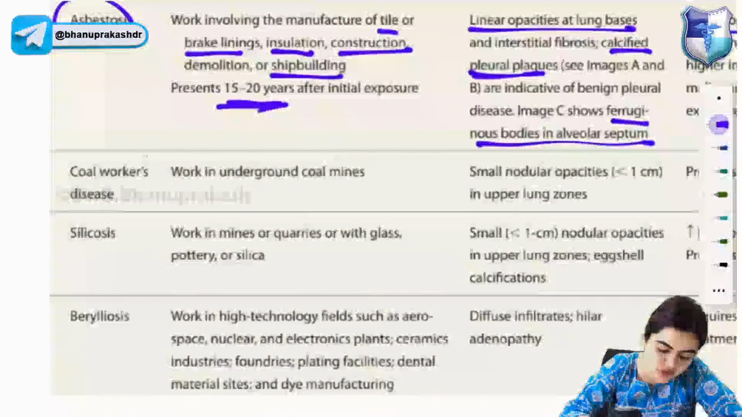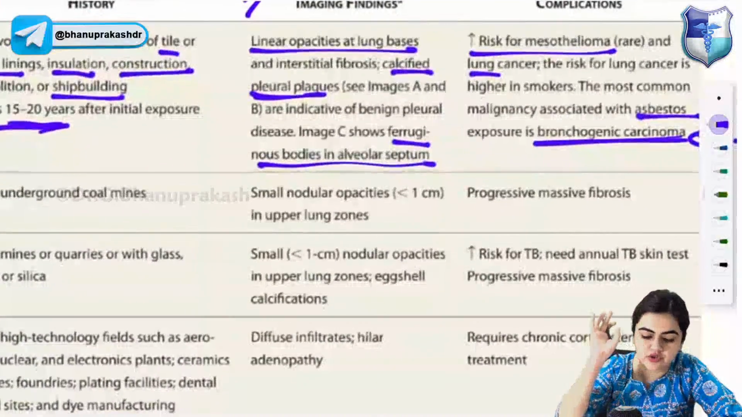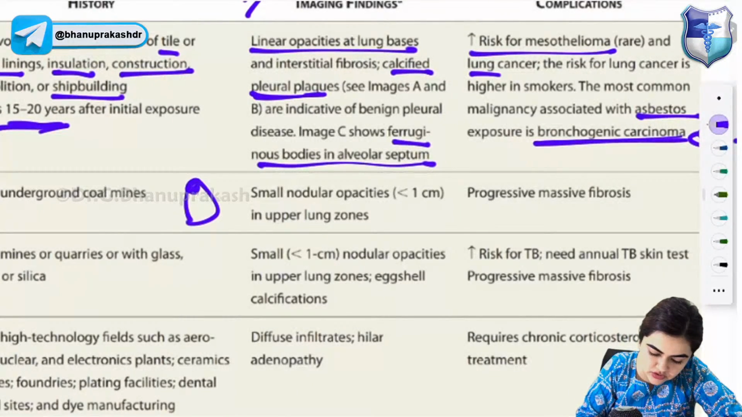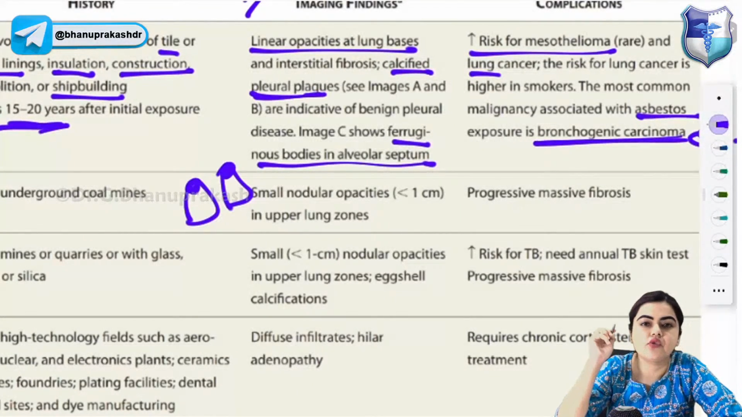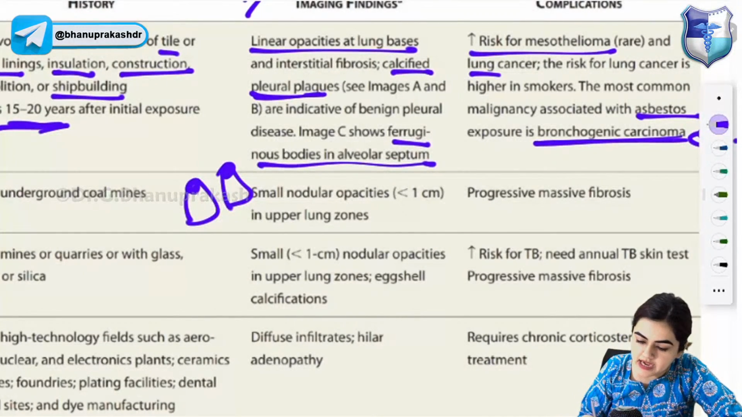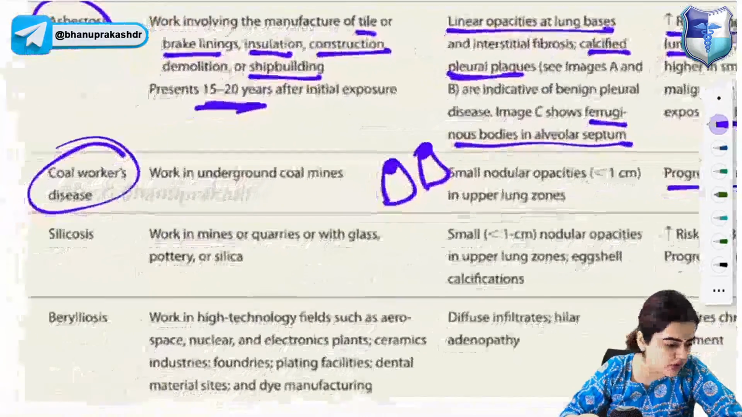Okay, next one is coal workers disease. Let's understand coal workers disease. It is seen in people who work in underground coal mines, and you will find small nodular opacities in the upper lung zone. Coal worker's disease is localized to the upper lung zone, with small nodular opacities. And a complication is progressive massive fibrosis.